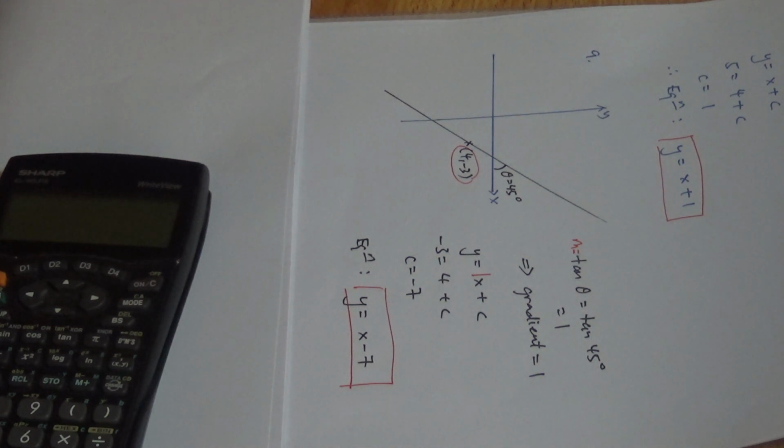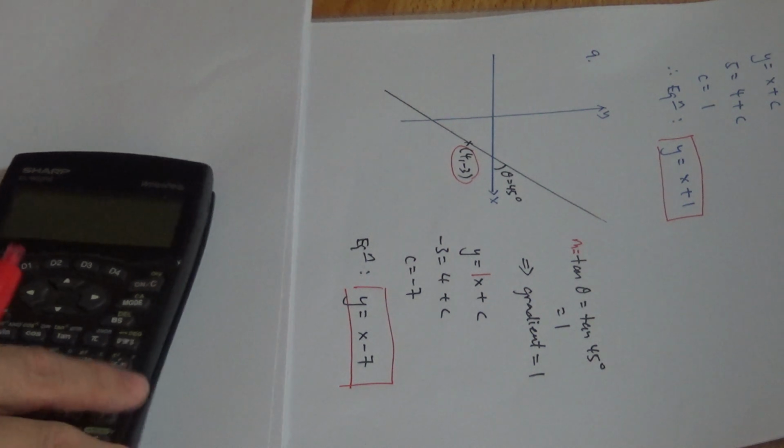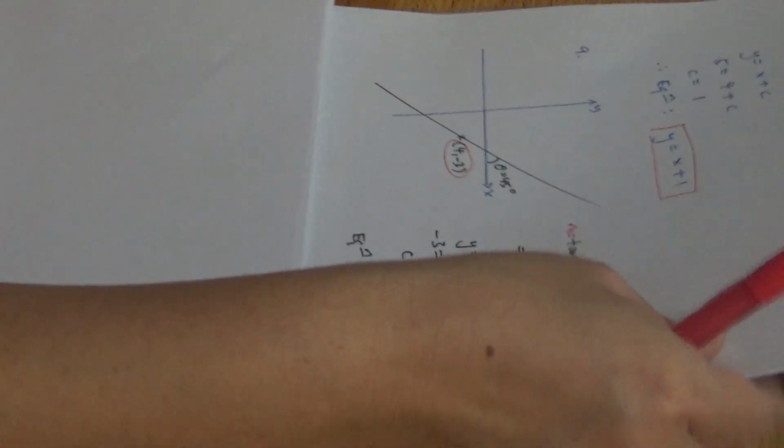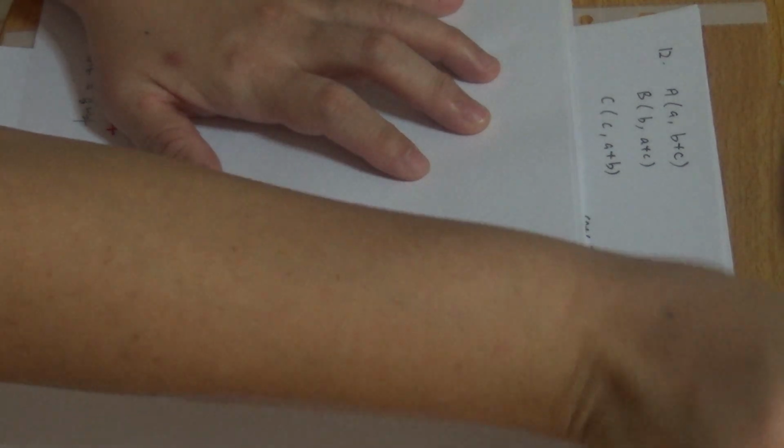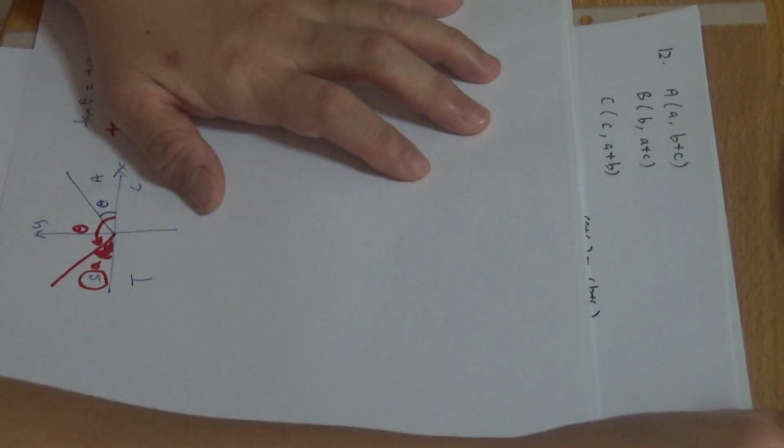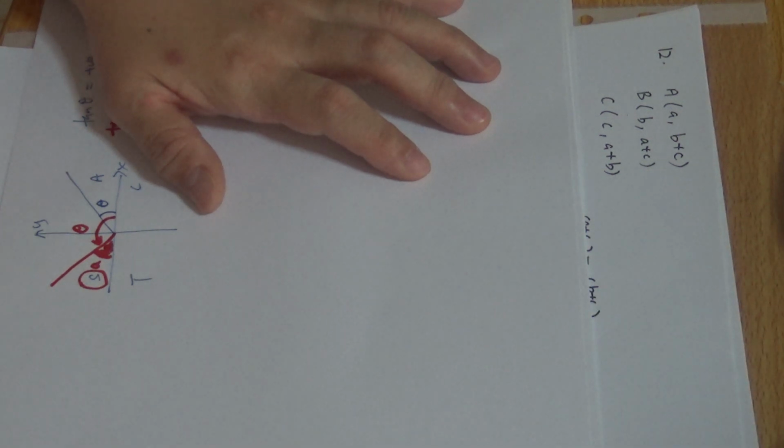Okay, so this will conclude your question number 9. Okay, we will move on. The next question is question number 12. Okay, let's look at question number 12. Show that the points, they give you the coordinates, are collinear.